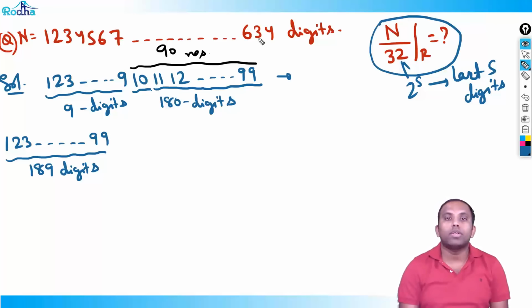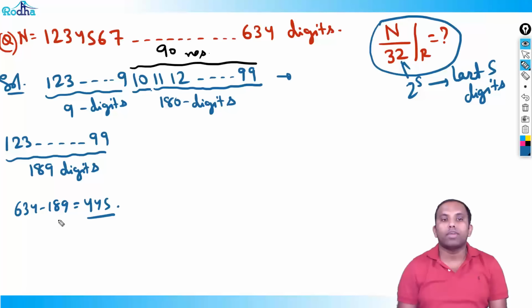Now if 189 digits are written here, you have to find for 634 digits. So how many are left now? 634 minus 189, that is 445. So 445 are left.